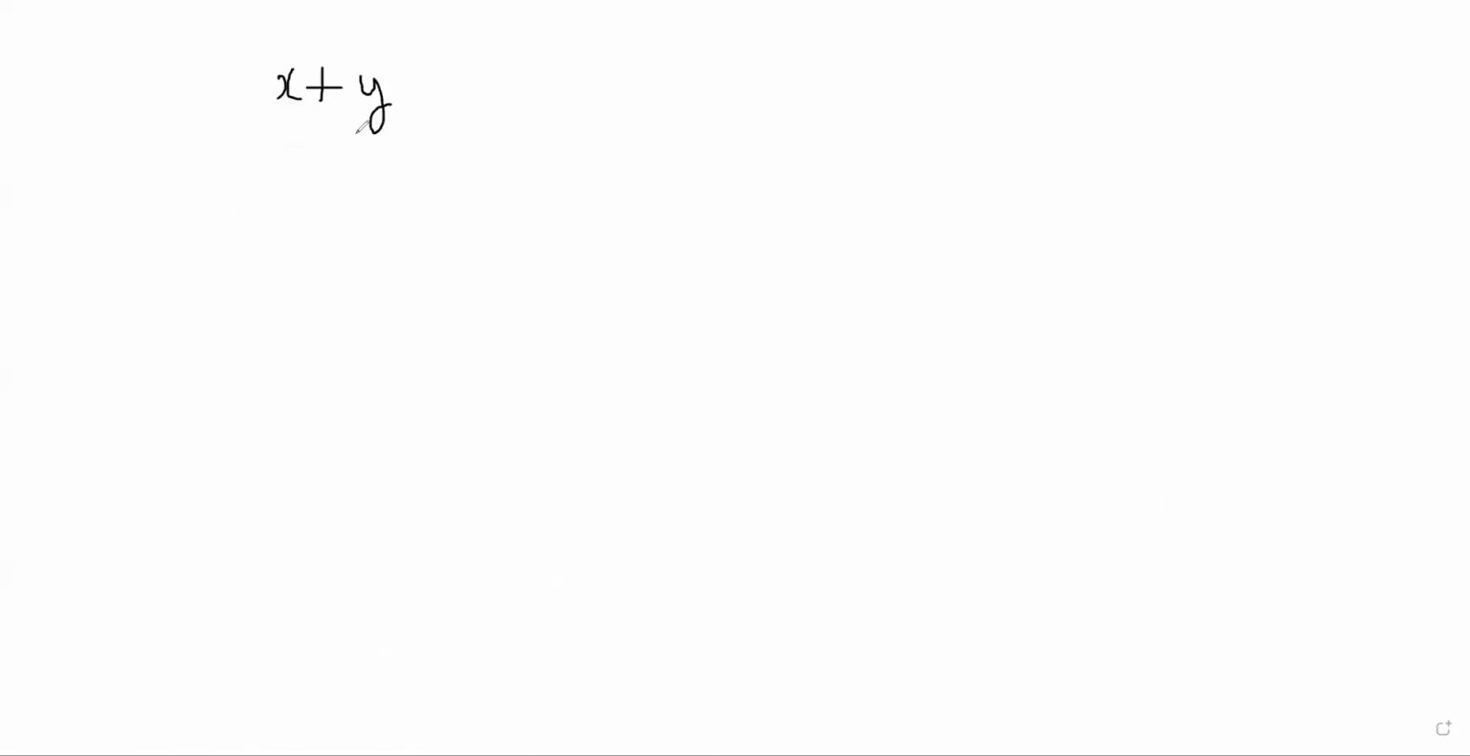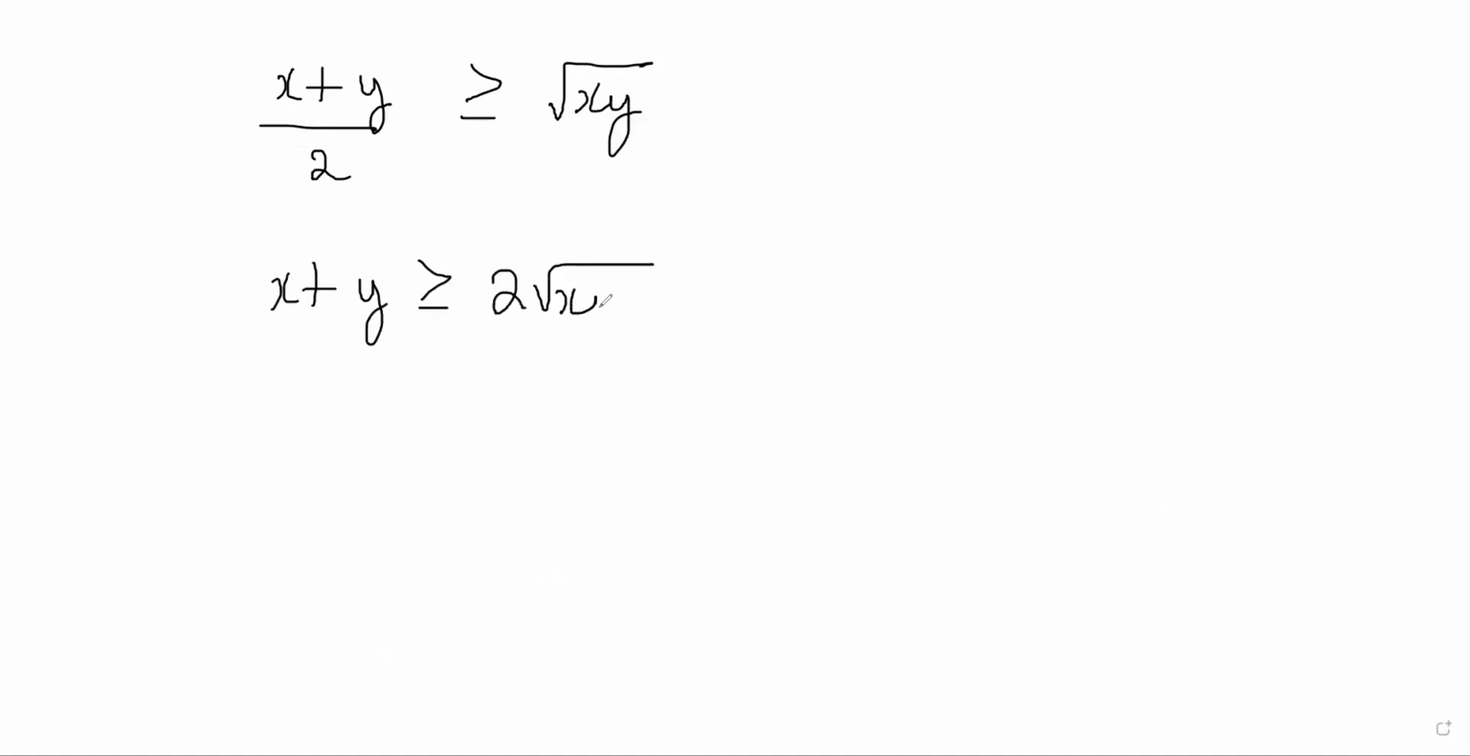So I multiplied the entire thing by 2 to get x plus y is greater than or equal to 2 times root xy. And then I squared the entire thing to get x plus y whole square is greater than or equal to 4xy. So then if you expand x plus y whole square and take the 4xy to the other side, you get x squared minus 2xy plus y squared is greater than or equal to 0, which is then x minus y whole square is greater than or equal to 0, and the square is always greater than or equal to 0. So that means this must be true.